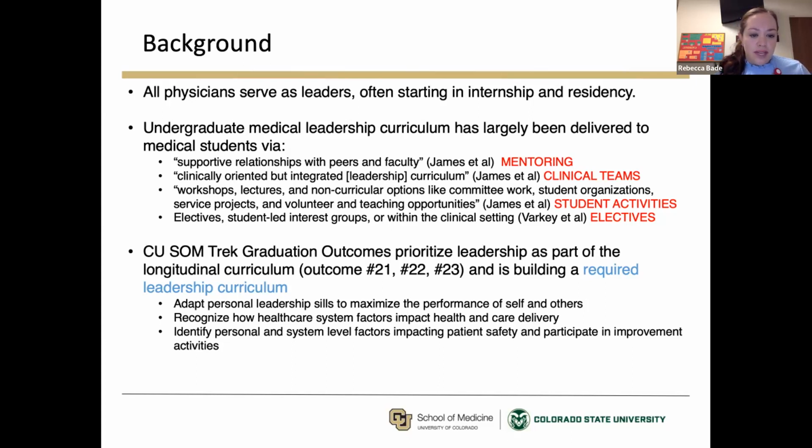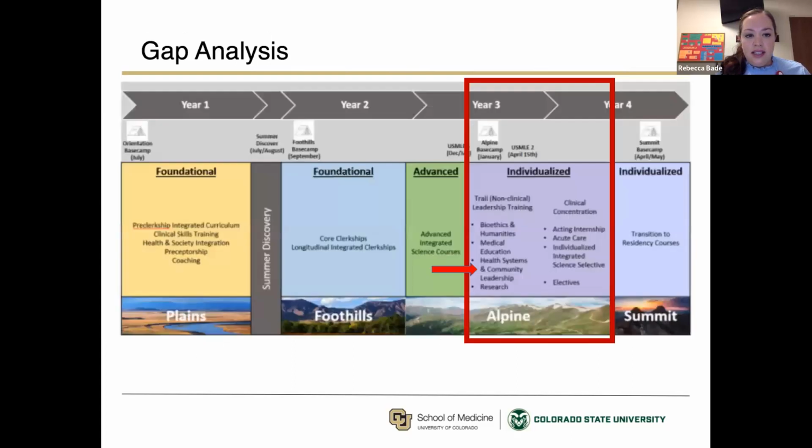The CU School of Medicine is heading into this new TREC curriculum that I know you guys are very familiar with. One unique aspect of this curriculum is that we are building a required leadership curriculum that all students will get, and fourth-year students have the opportunity to do a focused course called a trail on leadership as well. This is a simplified representation of the TREC curriculum that shows where this focused trail will fall. It starts around the middle of third year, going through the middle of fourth year. I've put an arrow next to the leadership course I'm developing, this health systems and community leadership trail.